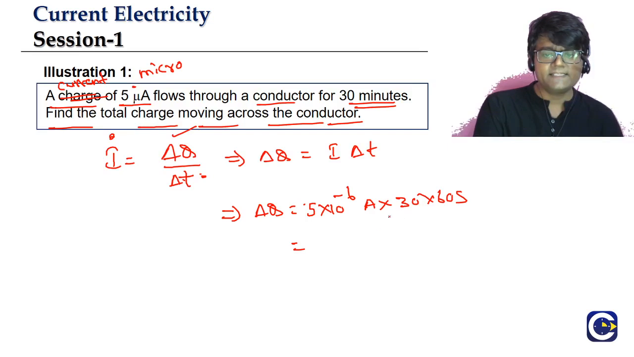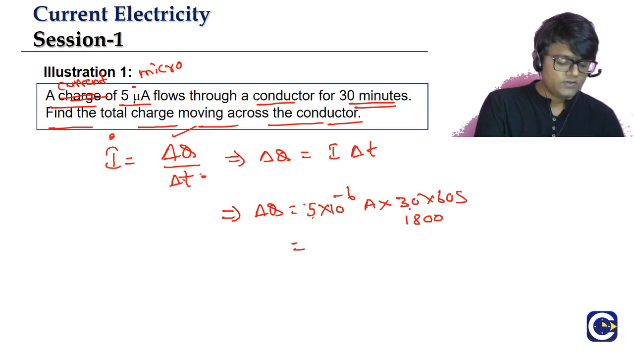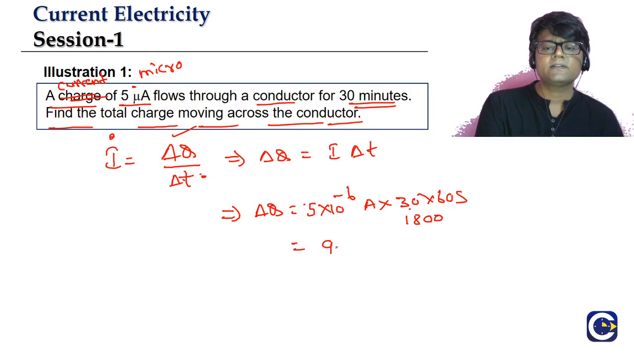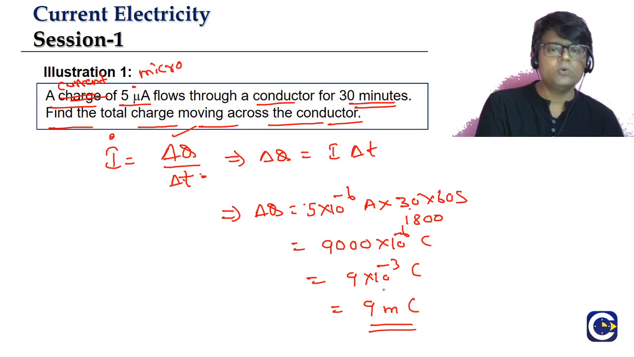What is the answer, guys? So 30 into 60 is 1800. Okay. 5 into 18 is 90. So what we will have is 9000 into 10 power minus 6 coulombs. Otherwise we can write 9 into 10 power minus 3 coulombs, which is 9 millicoulombs. Clear, guys? We are able to get the answer for this.